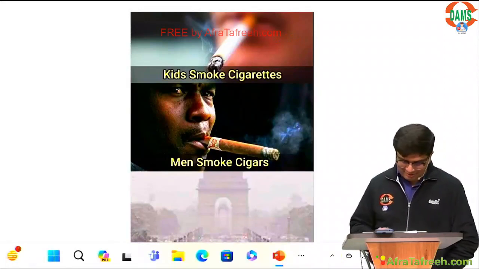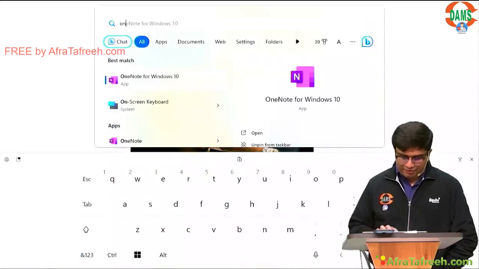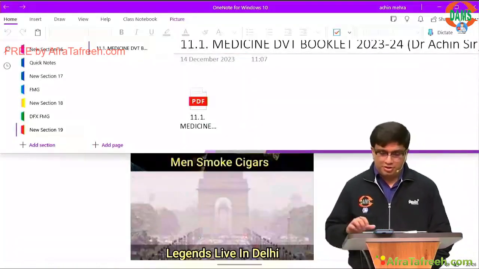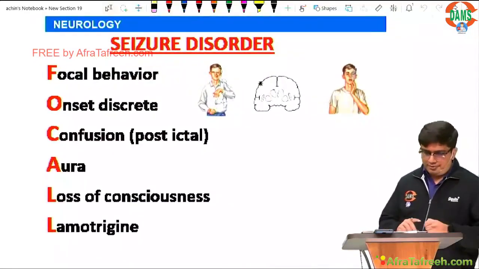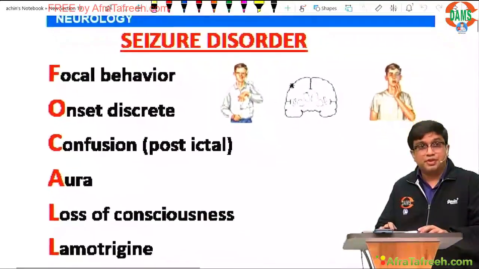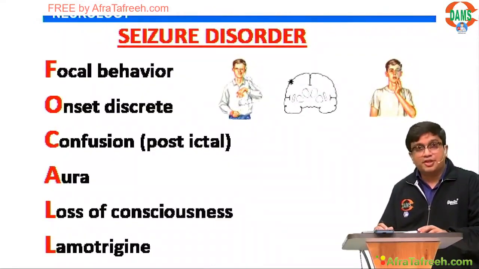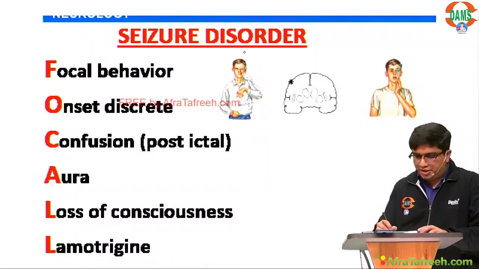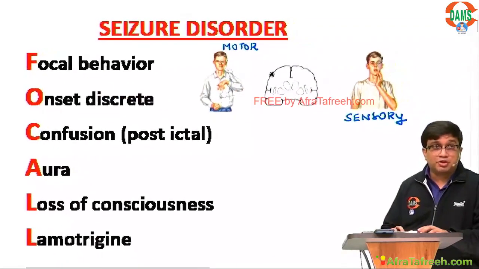Okay, let's start with the discussion that we have with us in the workbook for the neurology chapter. Let's start with the very first topic in the workbook, that is seizure disorder. Seizure disorder which is focal seems to have a focal behavior every time. And this focal behavior in the patient could be motor or can be sensory, depending on the area in the brain being involved in the patient.